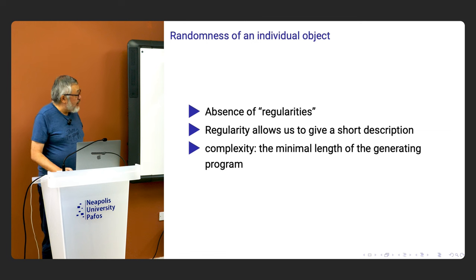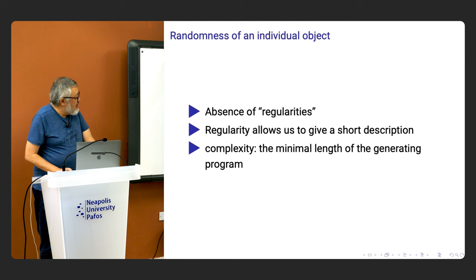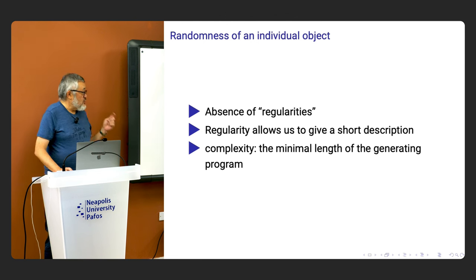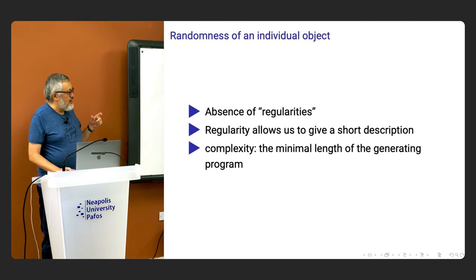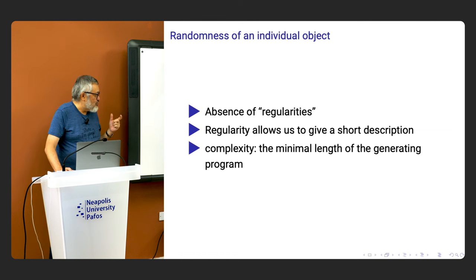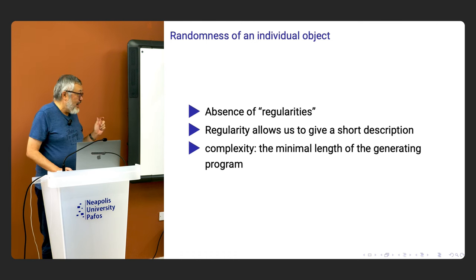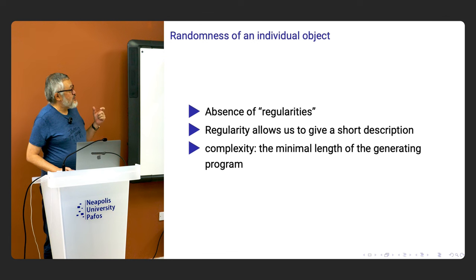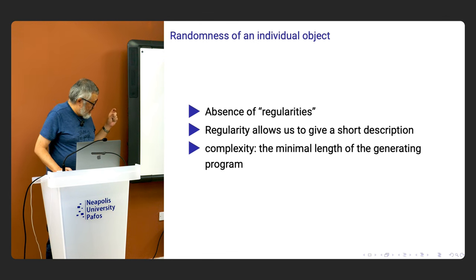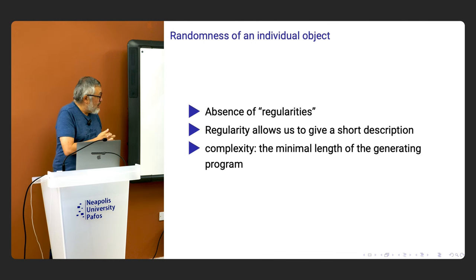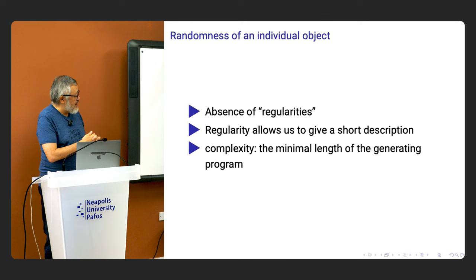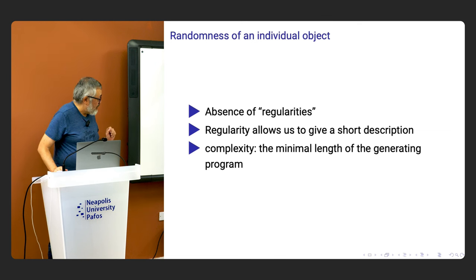So more formally, you can say that the complexity of a bit sequence is the minimal length of the program which generates the sequence. So for example, you can generate trillions of digits of pi by a short program and even a reasonably fast program. So the initial segment of binary pi is not a random sequence. It can be compressed significantly.